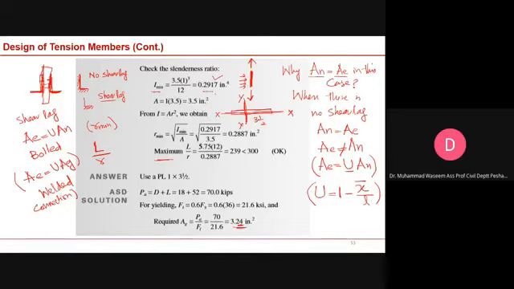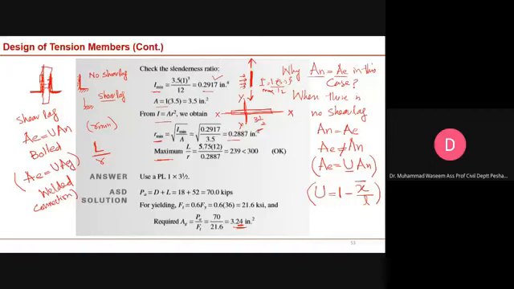If you calculate along the y-axis, it will be about 1 into 3.5 cubed by 12, so this will be the maximum I value. You have the moment of inertia and you have the area of the member. Using this relation, you can calculate the minimum radius of gyration. This minimum radius of gyration comes out to be 0.2887. I'm not sure if it is square.